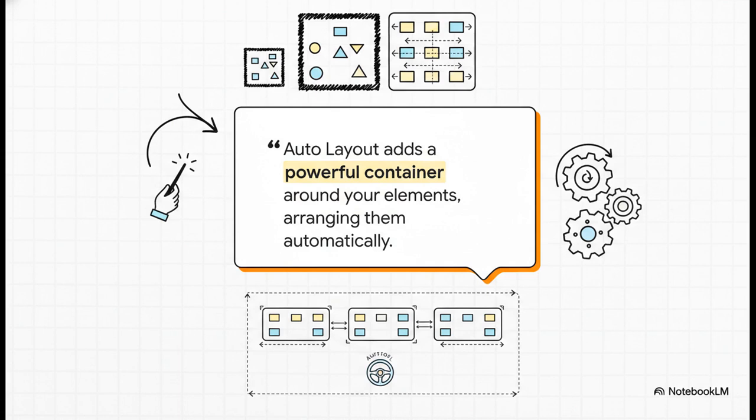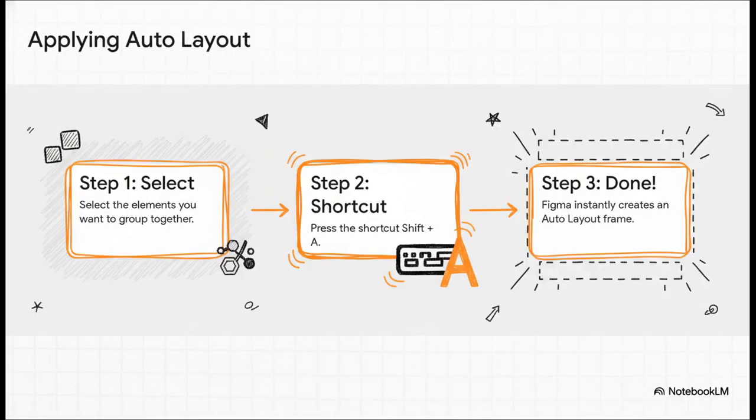Instead of manually pushing pixels around to adjust spacing every time you change a word of text, auto layout wraps your items in this smart frame that handles all the spacing, all the padding, and all the alignment for you. It's like putting your entire layout on autopilot. And you know what? Getting started is so simple. You just select a group of items, could be text, shapes, anything, and hit the keyboard shortcut Shift+A. Bam! That's it. Figma instantly wraps them up in a smart auto layout frame.